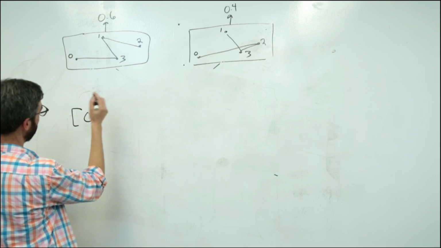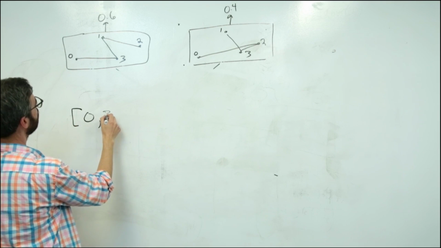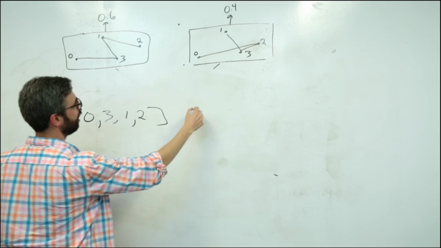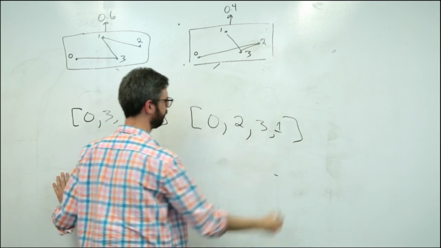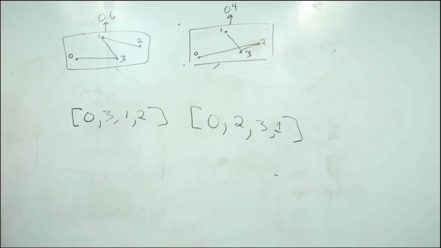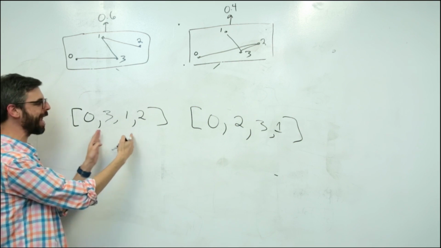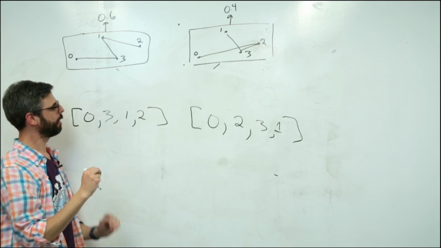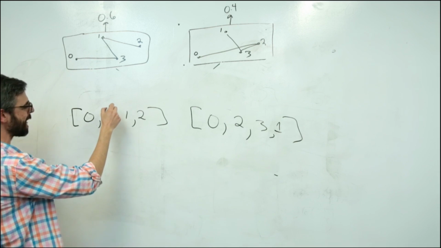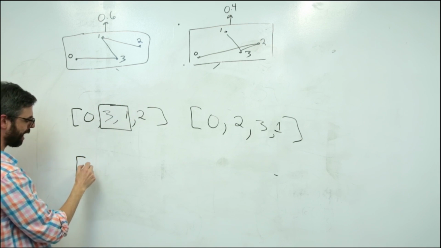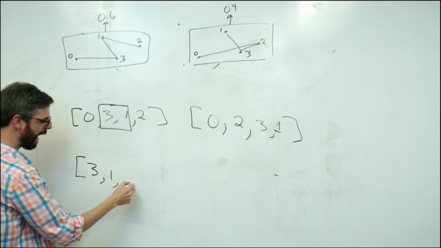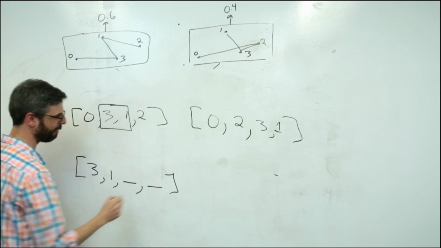Okay, one order again is 0, 3, 1, 2. Another order is 0, 2, 3, 1. So what if I take some random part of one of these? So let's say I just randomly decide I'm just going to take 3, 1, and I'm going to start my next order 3, 1. I have 2 empty spaces I need to fill.